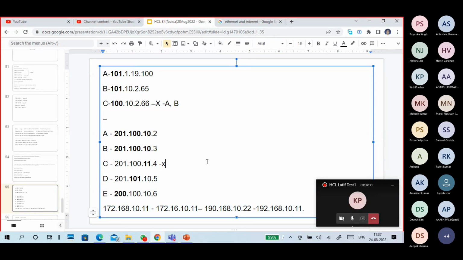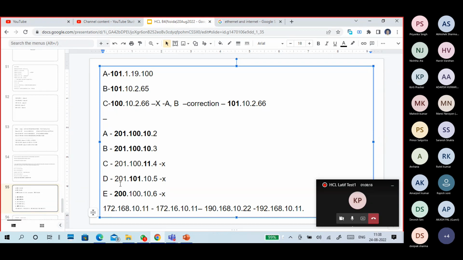Okay, so when you make mistakes, what to do? How to make C connect with A and B? How to make C communicate with A and B? Where is the problem? Instead of 100, I can put 101, 100, 2, 66. See, I simply changed it, so C is able to communicate. The same goes here also.